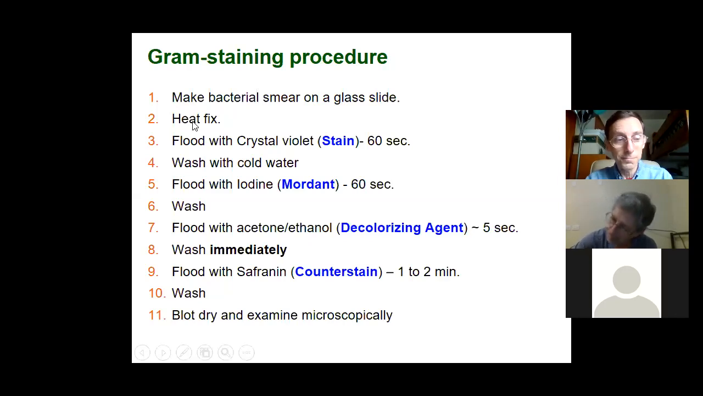Now, it doesn't kill all cells. Mycobacteria would survive, as well as any bacteria that has an endospore.